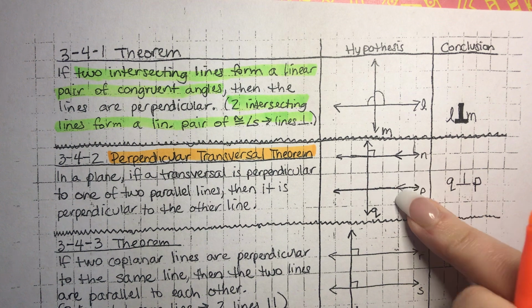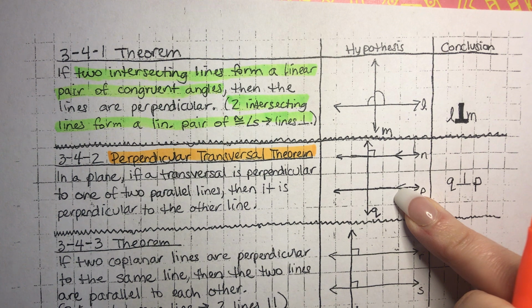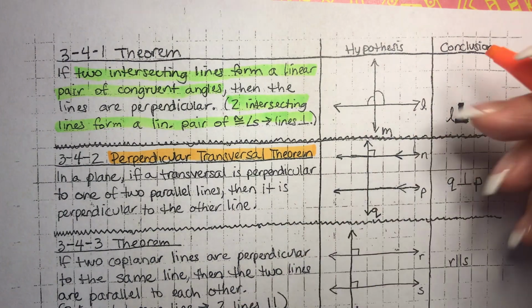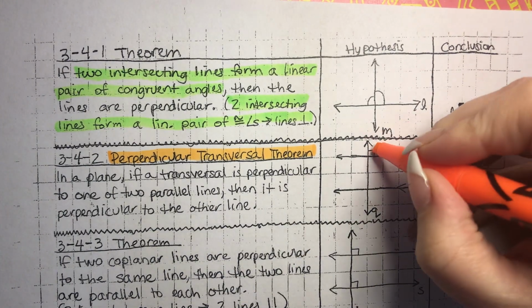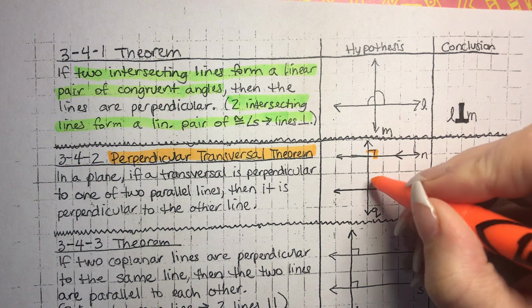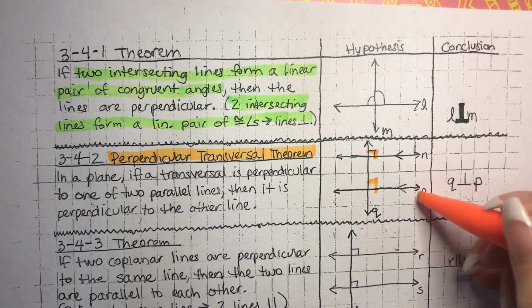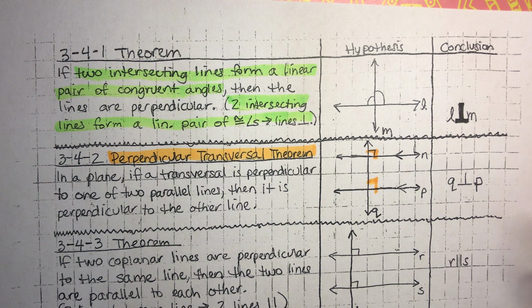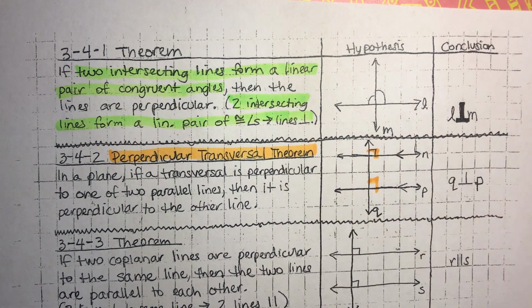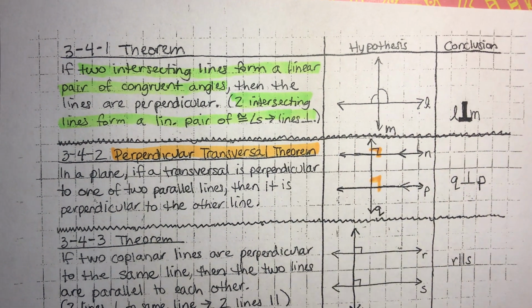Because whenever we have parallel lines, we can use those 4 theorems. We can use the corresponding angles postulate, alternate interior angles theorem, alternate exterior angles theorem, and same side. And really, if we know that these two lines are parallel and we know that this is 90 degrees, we know that that corresponding angle is also 90 degrees, which means that P and Q are perpendicular. So that is the perpendicular transversal theorem.